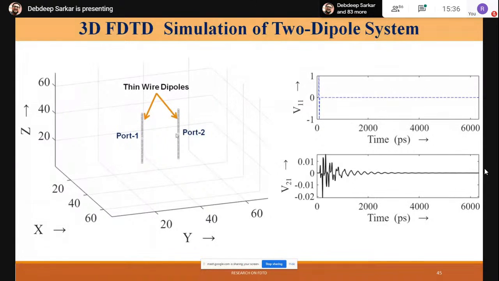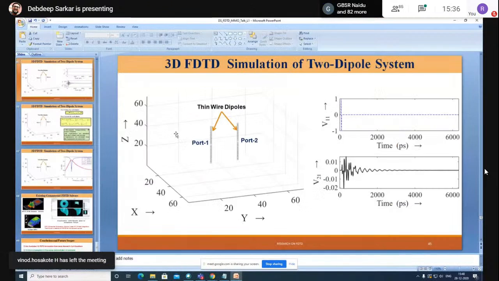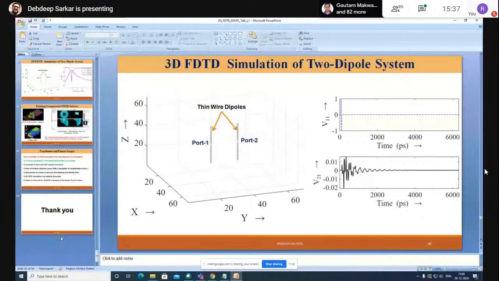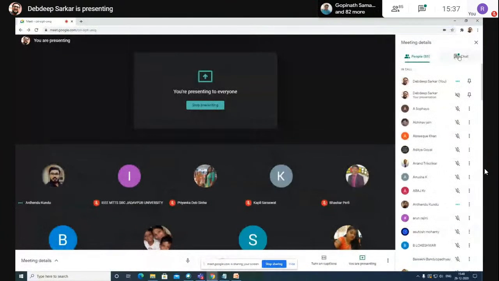So from the two-port model, we can calculate the two-port Z parameters, and from the Z parameters, we can get the S parameters. So there are various ways. I hope I have answered that.